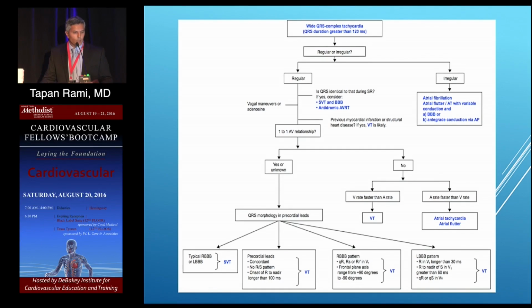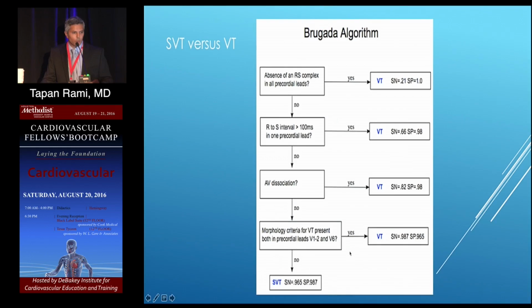And then, of course, when we do activation down the His-Purkinje system, there's going to be a transition point on your precordium. So you're going to have a mid-precordium transition point, and I'll show you those. I like to use Brugada's algorithm. I think it's relatively easy to use.